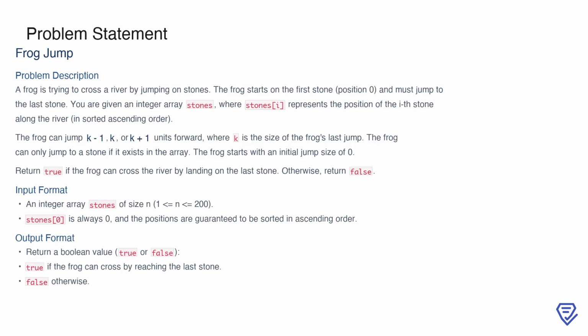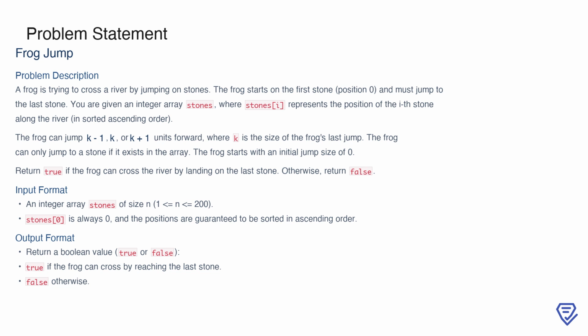In this problem, we are tasked with helping a frog cross a river by jumping on stones. The stones are laid out in a straight line, and their positions are given in a sorted array called stones. The frog starts at the first stone, which is always at position 0, and the goal is to reach the last stone in the array.